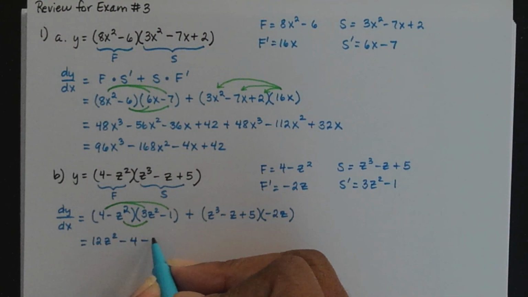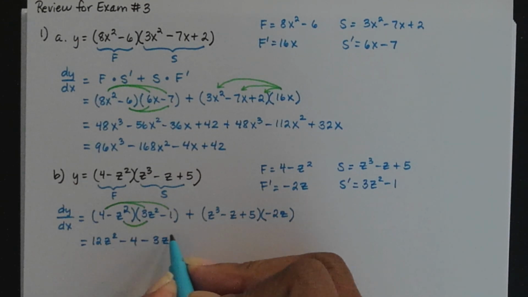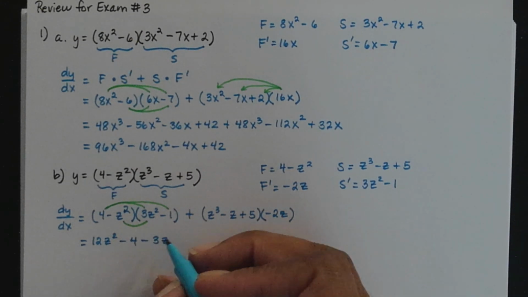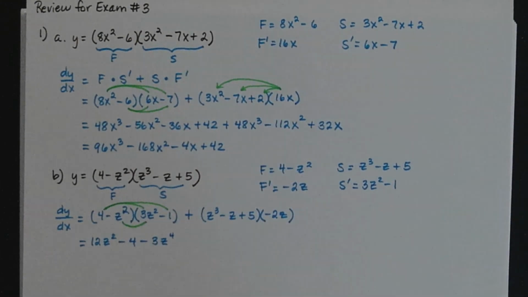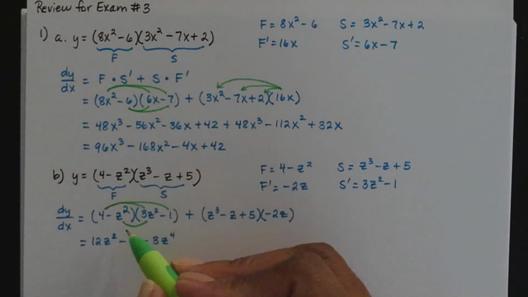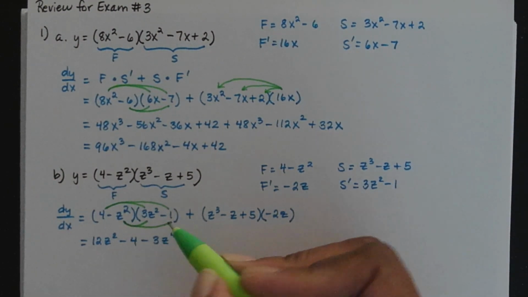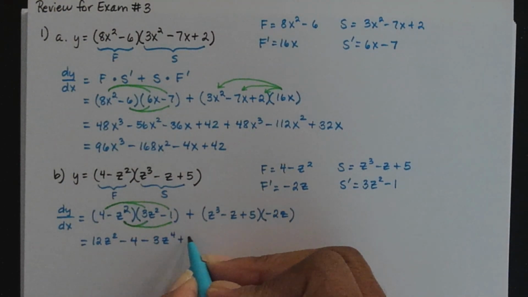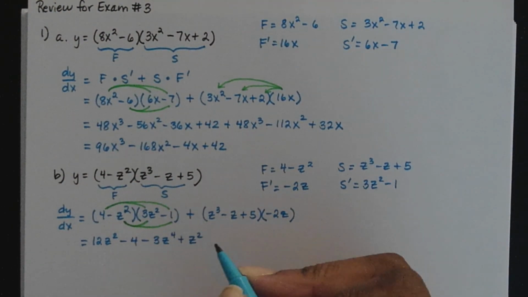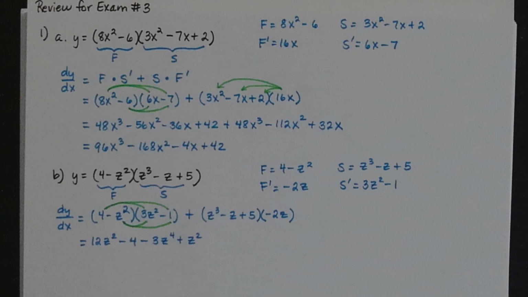So it'd be minus 3z to what power? Z squared times z squared. Z to what power? To the fourth. And then finally, minus z squared times minus 1. That'd be plus z squared. Okay.